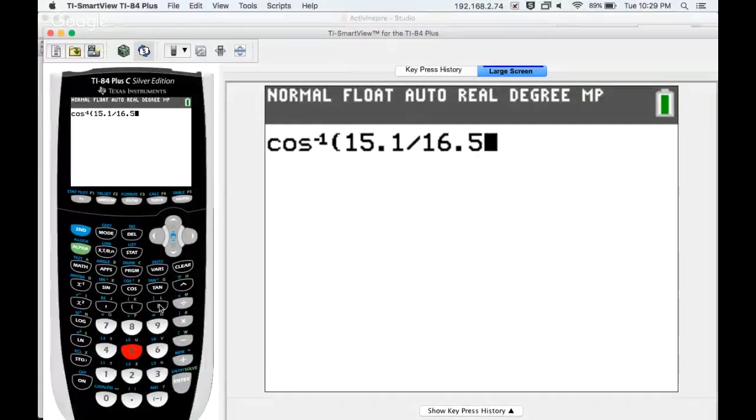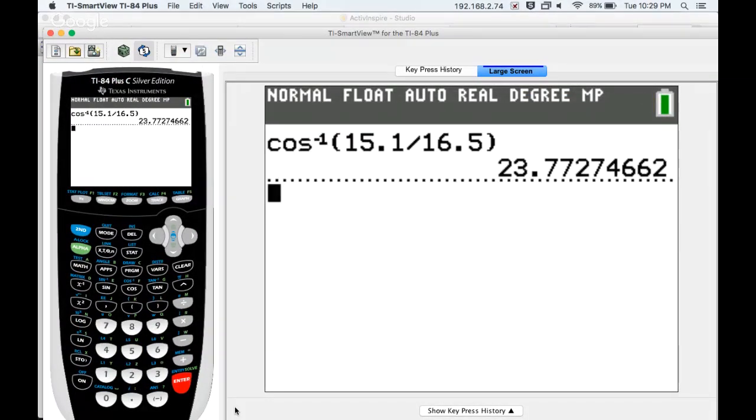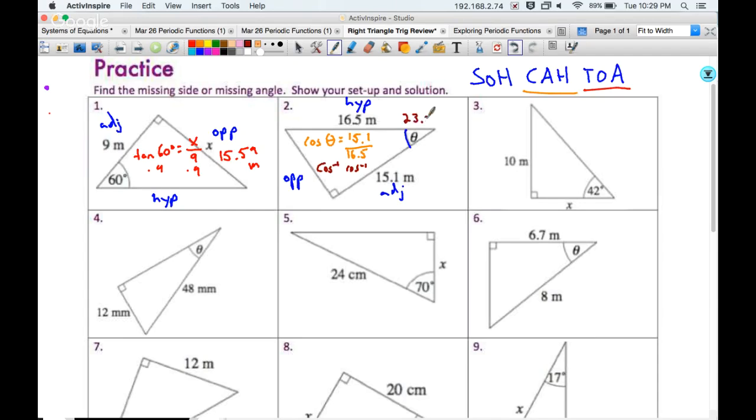Inverse cosines will take in ratios and give us angles. Since my calculator is in degree mode, it gave us an angle in degrees. That's 23.8 degrees. All right, that's pretty similar to what we've been doing.